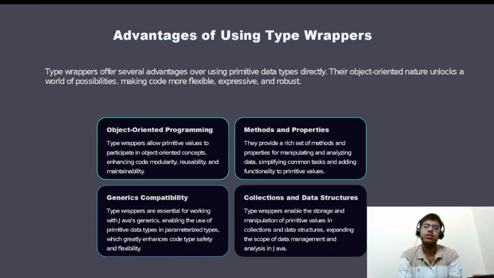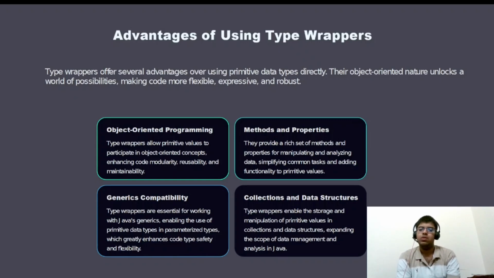Next one, we will see some advantages of using the type wrappers. First, we have object-oriented programming. Now, as we know, type wrappers allow primitive values to participate in object-oriented concepts like modularity, reusability, and maintainability. Second advantage comes under methods and properties, where it provides a rich set of methods for manipulating and analyzing data, and common tasks and functionality for primitive values.